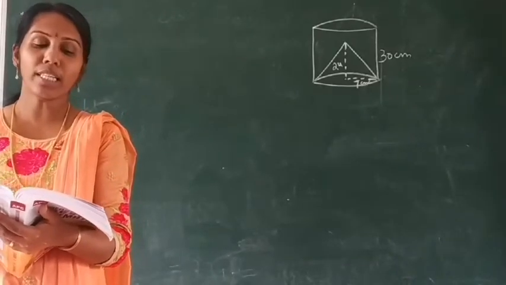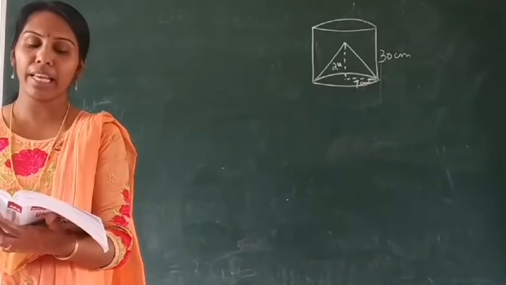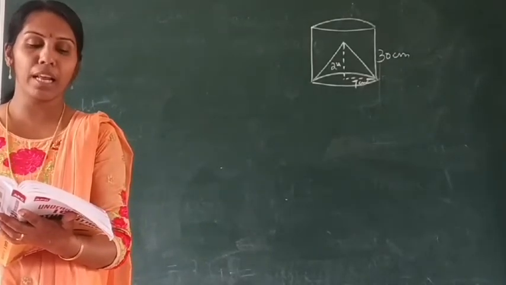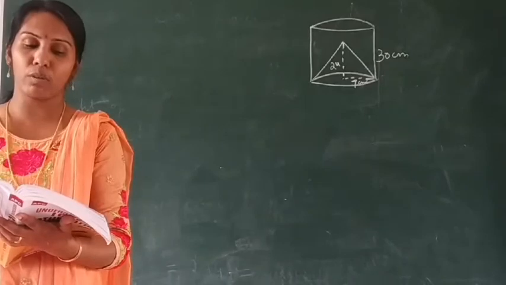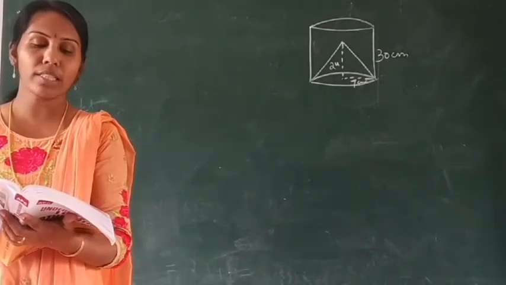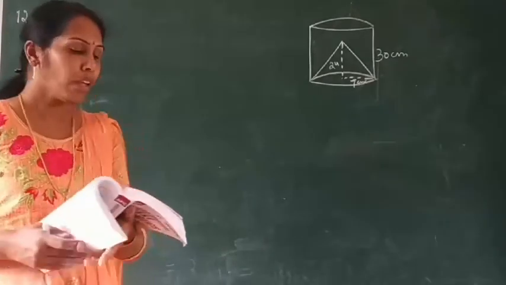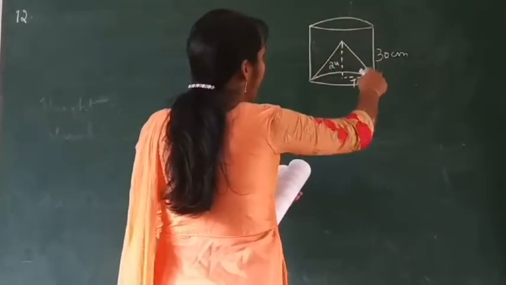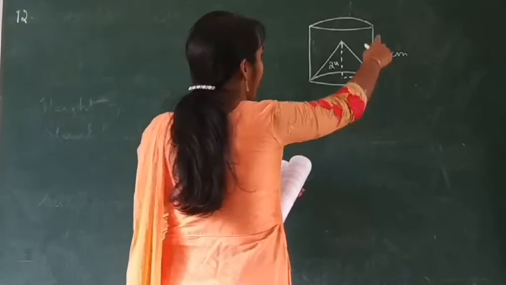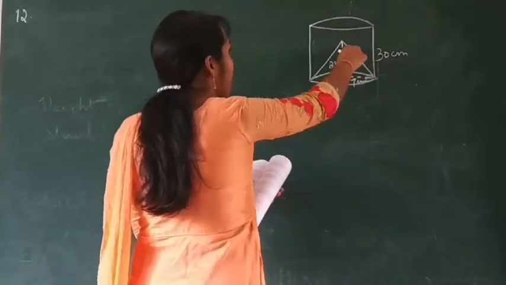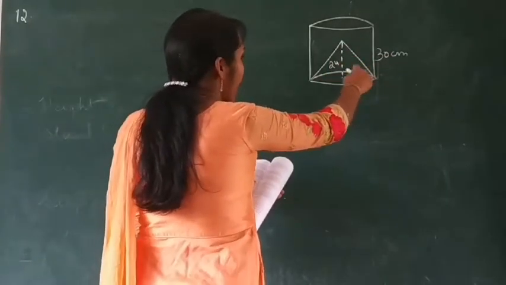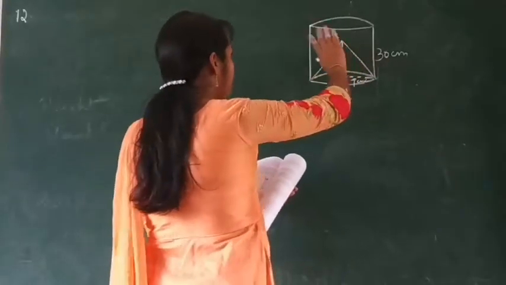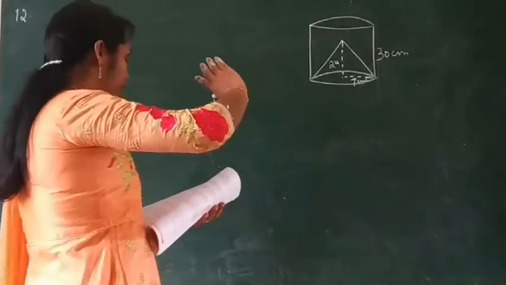Now question number 12. From a solid cylinder of height 30 cm and radius 7 cm, a conical cavity of height 24 cm and base radius 7 cm is drilled out. Find the volume and the total surface area of the remaining solid. So here it is the diagram. From a solid cylinder of base radius 7 cm and height 30 cm, a conical cavity of same radius and height 24 cm is carved out. We have to find out the volume and surface area of the remaining solid.